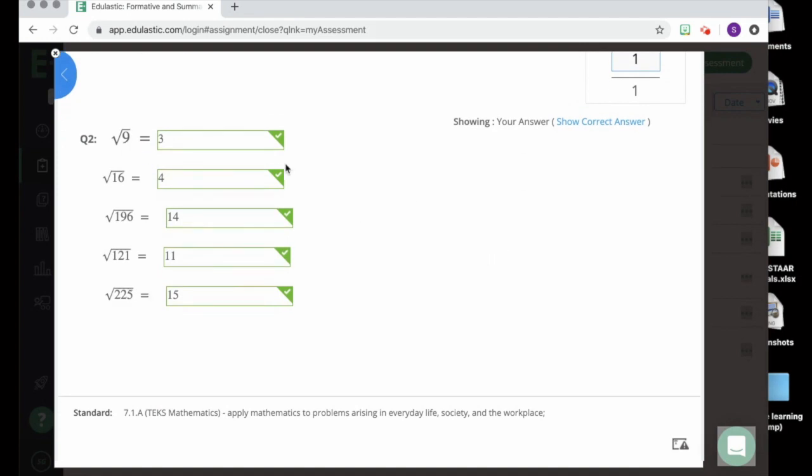Hopefully, this video has helped you to, number 1, understand what squares and square roots are, and number 2, how to use a resource to find them.